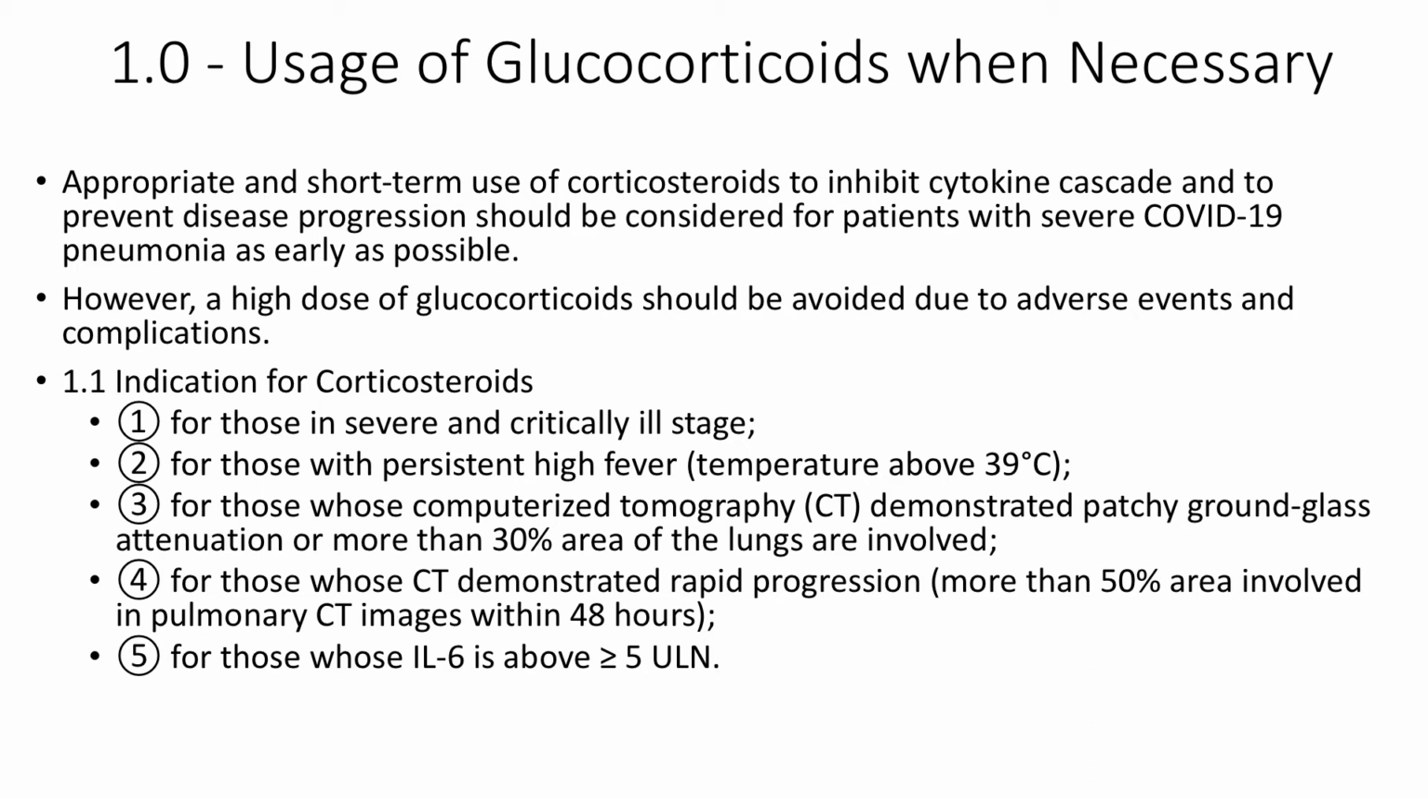1.1 Indications for corticosteroids. 1. For those in severe and critically ill stage. 2. For those with a persistent high fever, high temperature above 39 degrees Celsius. 3. For those whose CT demonstrated patchy ground glass attenuation or more than 30% of the area of the lungs are involved. 4. For those whose CT demonstrated rapid progression, more than 50% of the area involved in preliminary CT images within 48 hours. 5. For those with an IL-6 equal to or greater than 5 ULN.